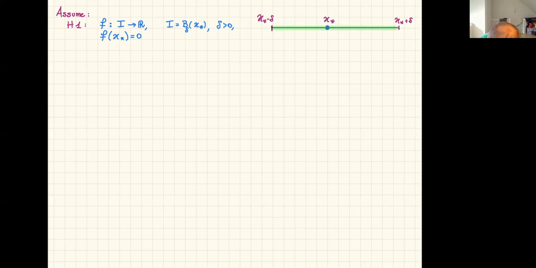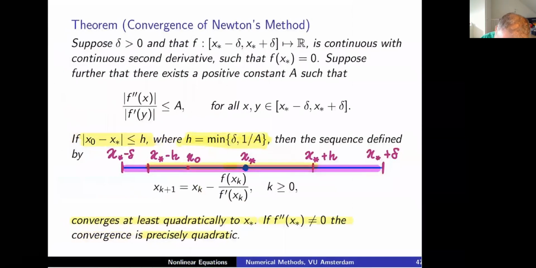Here, that is what we call I, and it's the delta of x star. And that's hypothesis 1 done. So I think we have covered up until here.